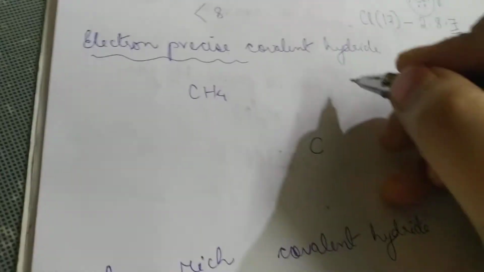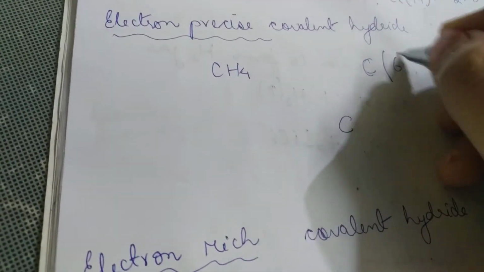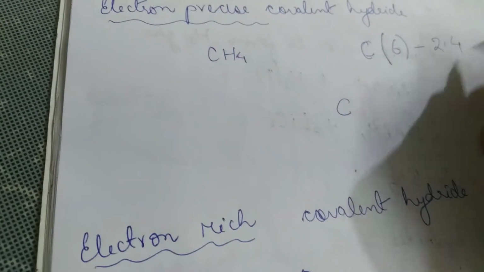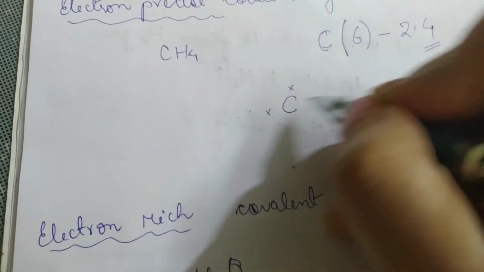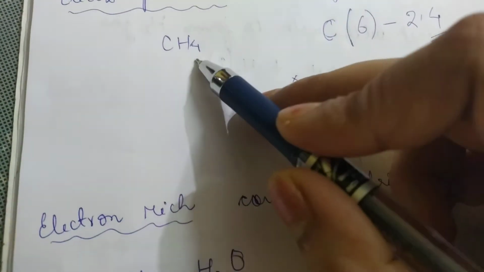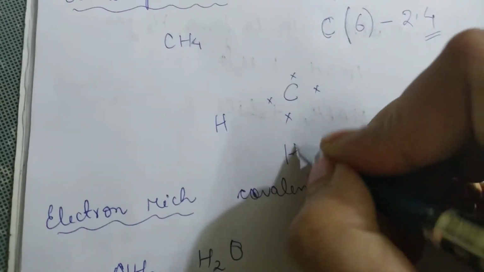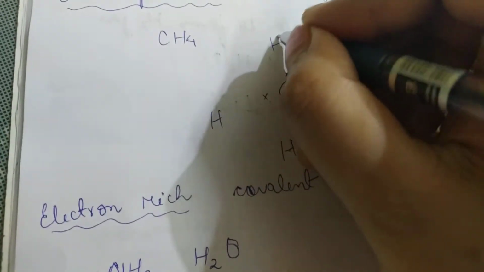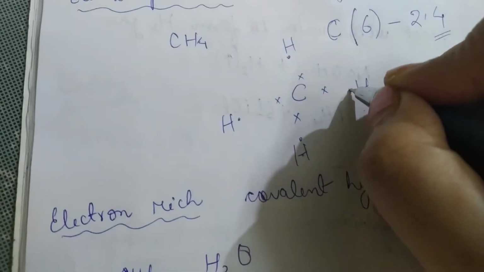What is the atomic number of carbon? Carbon's atomic number is 6. Electronic configuration is 2, 4. So I draw again these valence shell electrons in the vicinity of the carbon atom. There are 4 hydrogen atoms, so I place the 4 hydrogen atoms at the 4 corners. Hydrogen's electrons are denoted by dots.